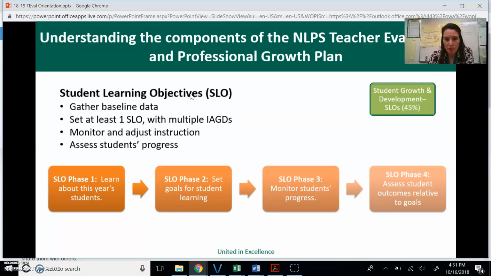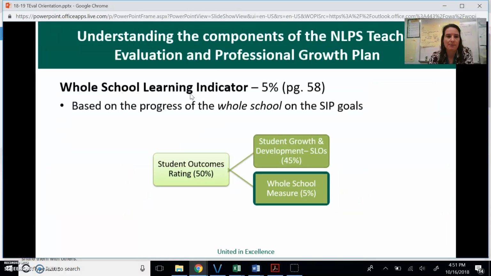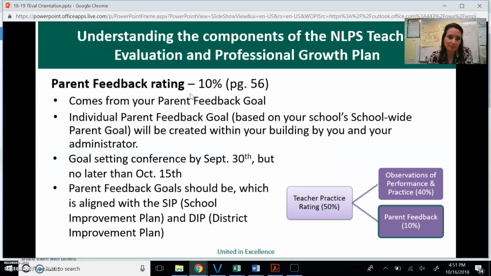Now, as we move forward, we'll use data team time to monitor and adjust our instruction to ensure that we hit these targets. And then finally, of course, we'll assess our students' progress, hoping that they meet our high achievement goals. The whole school learning indicator counts for 5% of your rating. This comes from whether or not our school meets targets set in our school improvement plan. This may be around DIBELS, MAP, other assessments such as this.